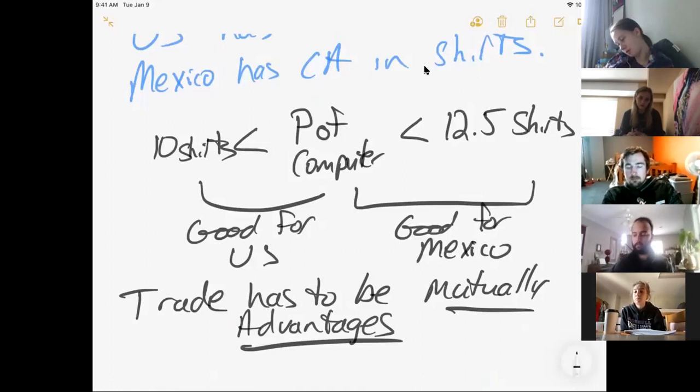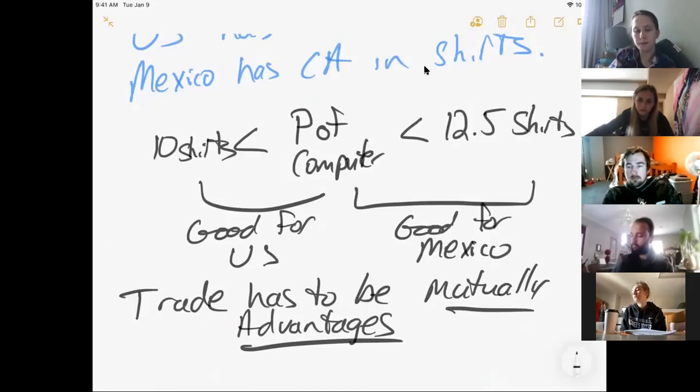So here is the key insight, that a country can be better at producing everything and still gain from trade. Why? Because of the power of specialization. Even a country that is good at producing everything can benefit from specializing, right?